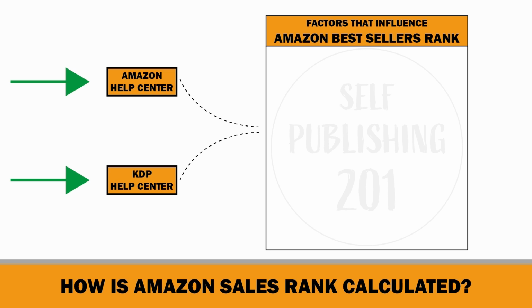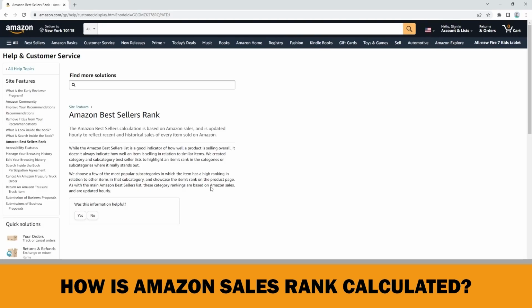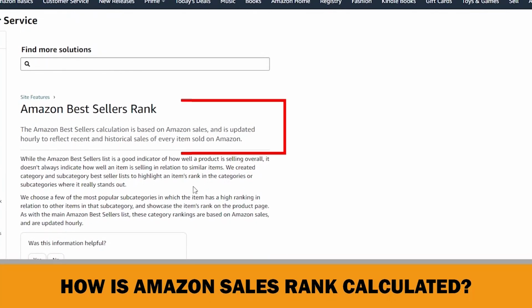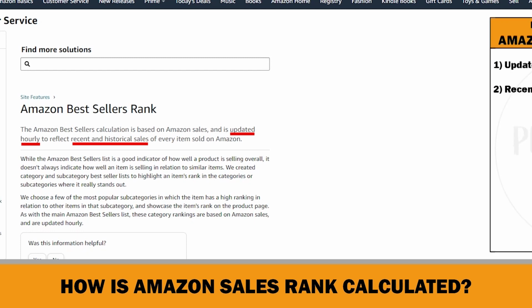Let's start with the Amazon Help Center. They say here that the Amazon bestsellers calculation is based on Amazon sales and is updated hourly to reflect recent and historical sales of every item sold on Amazon. So I am underlining 2 phrases in this BSR calculation definition to put on my list. The first one is updated hourly, and the second one is recent and historical sales.